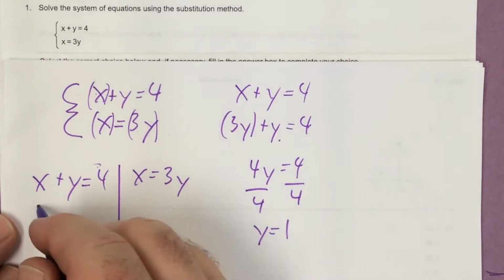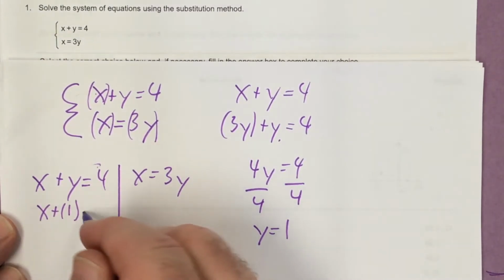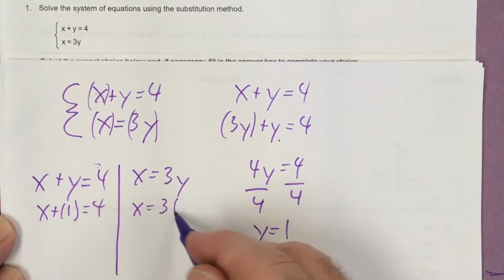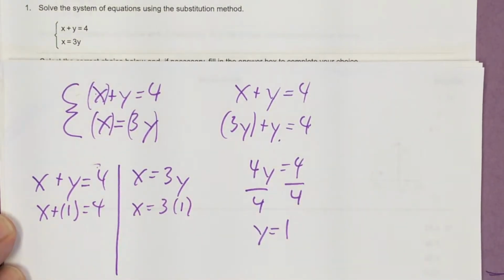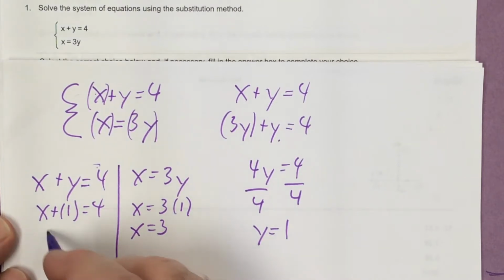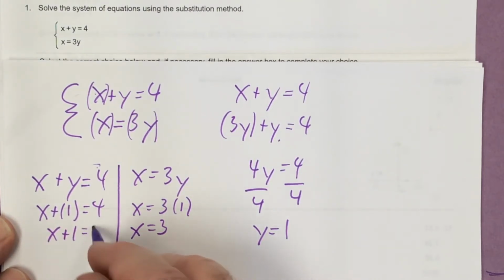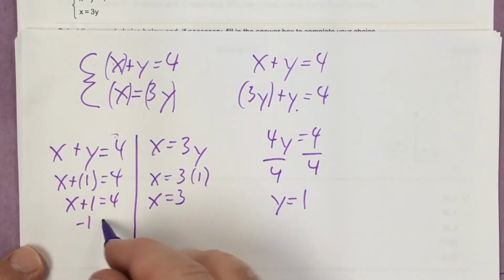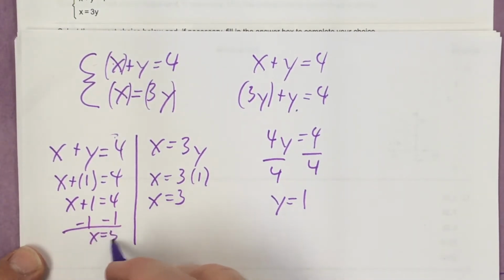So here that's going to give us x plus 1 is equal to 4. And over here I'm going to get x is equal to 3 times 1. So if I do this, I'm going to get x is equal to 3 here. Well, here I should get x equal to 3 also. If I rewrite this as x plus 1 is equal to 4, and then I subtract 1, I should get x equal to 3.